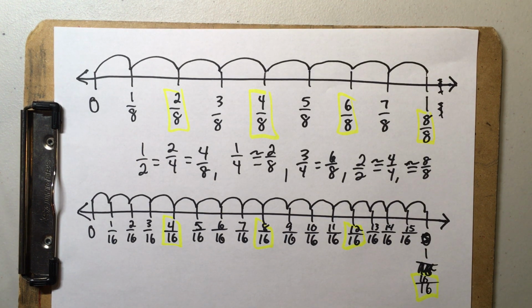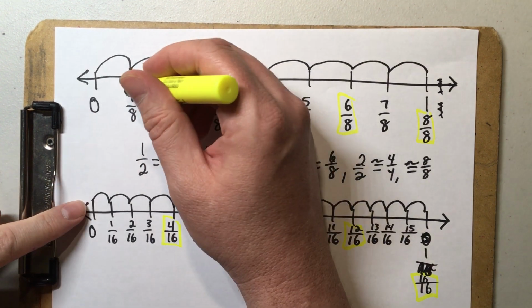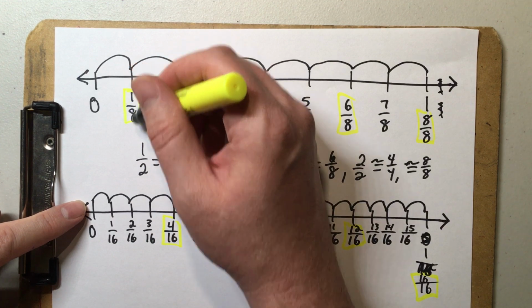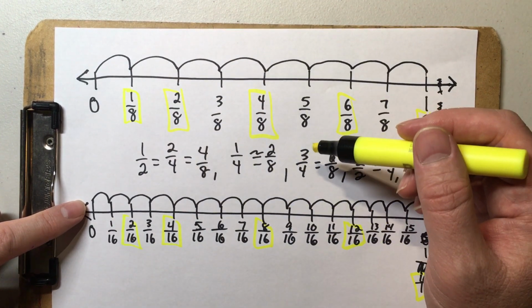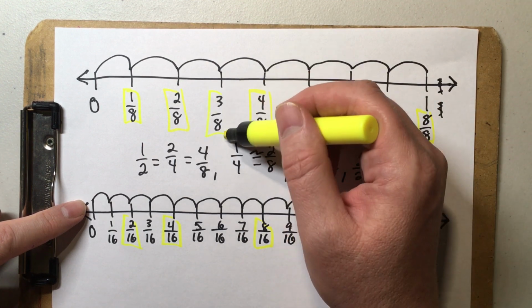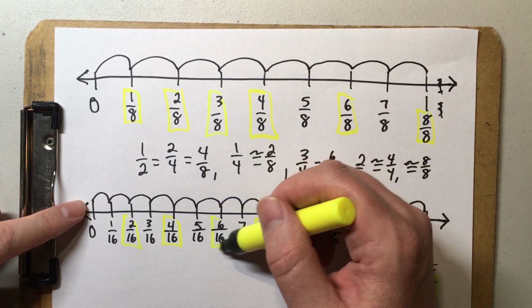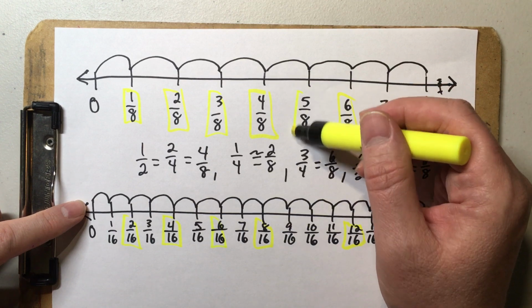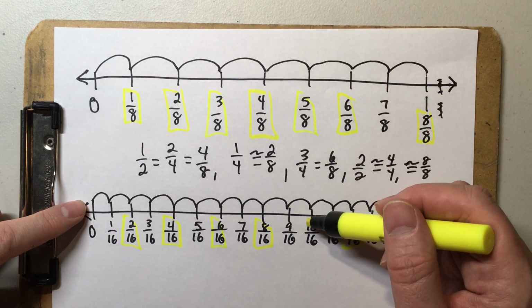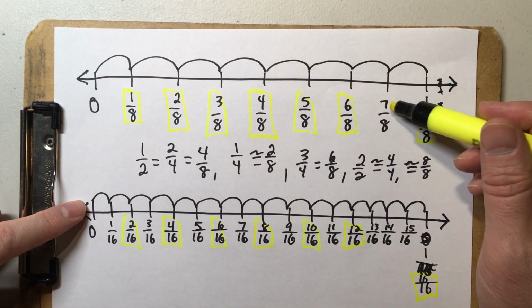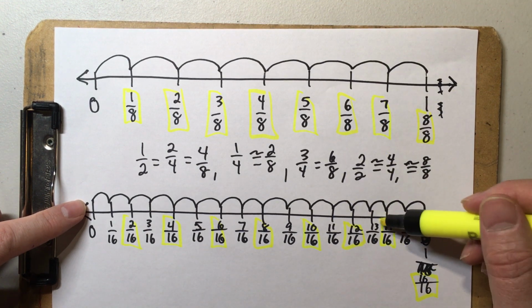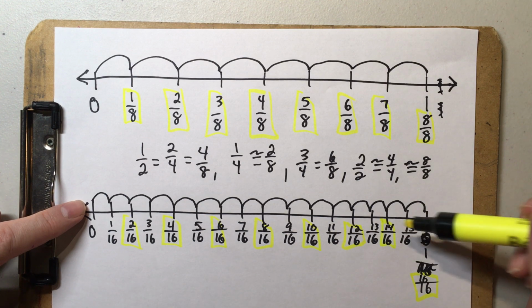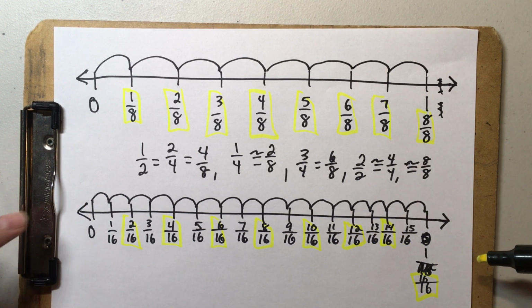All right, I see some more too, now that we've done this number line. So now I look at the eighth, and I see that that is equivalent to 2 sixteenths. Okay, 3 eighths is equal to 6 sixteenths. 5 eighths is equal to 10 sixteenths, okay? 7 eighths is equal to 14 sixteenths, okay? And just patterns like that, okay?